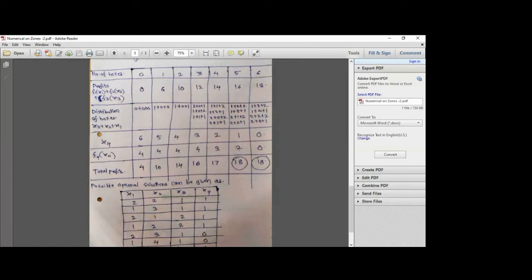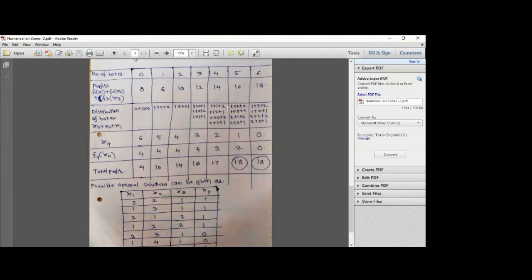Now for 18, if we consider this column, because this has yielded our highest profit, 1 plus 2 plus 2 is written as x3 plus x2 plus x1, right? We write this in the proper manner, that is x1 plus x2 plus x3. So 2, 2, 1. Here you can see it is 2, 2, 1. What will be the x4 value? It is 1, so it is taken as 1.